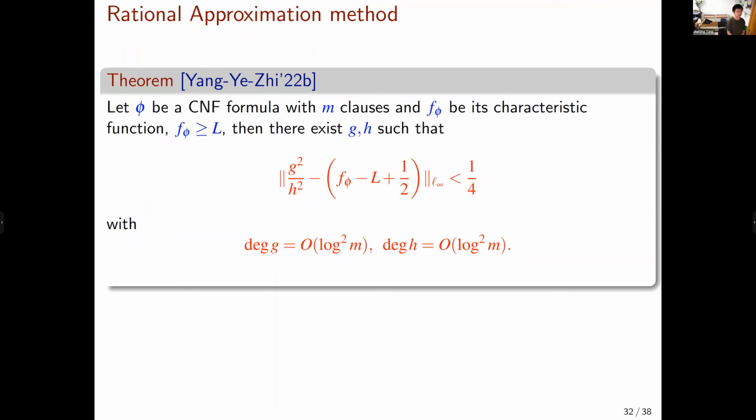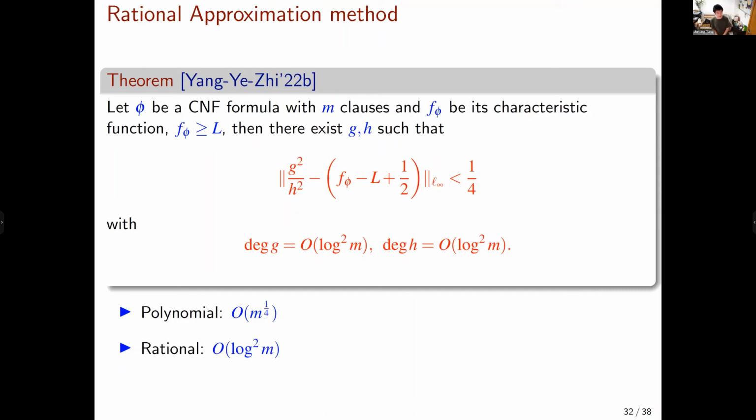Here we prove that if phi is a thin F formula with m clauses, and f phi is its characteristic function, and f phi is at least L, then there always exist functions g and h such that the rank 1 rational Fourier sum of squares of g and h approximates f phi minus L plus 1/2 with error less than 1/4. And the degree of g and h is O of square of log m.